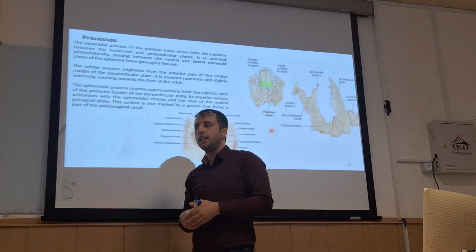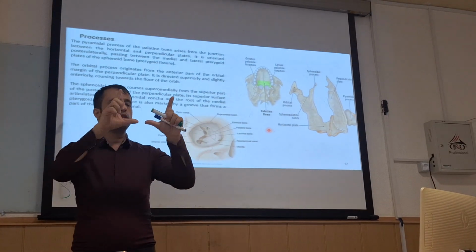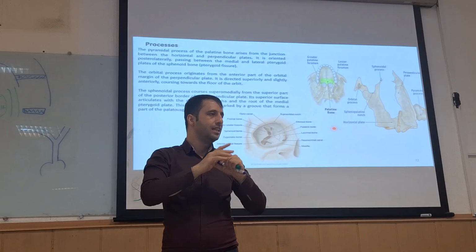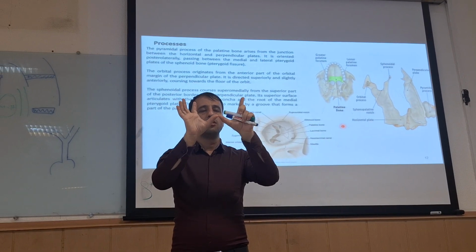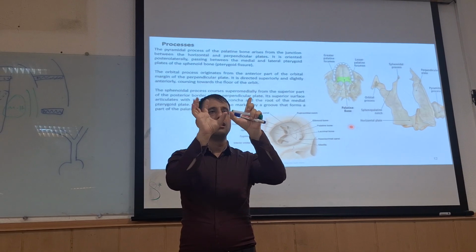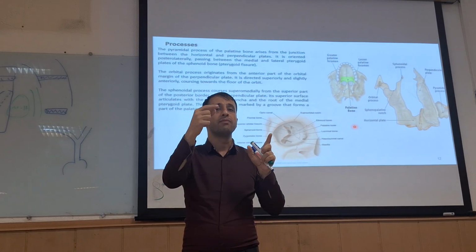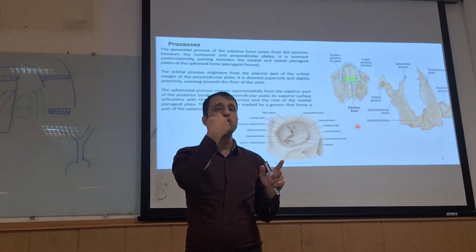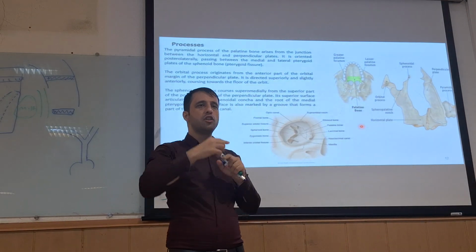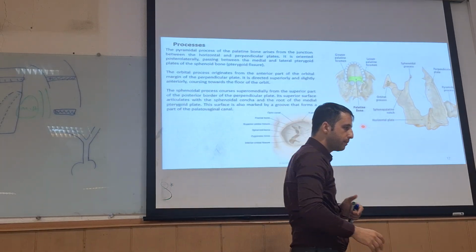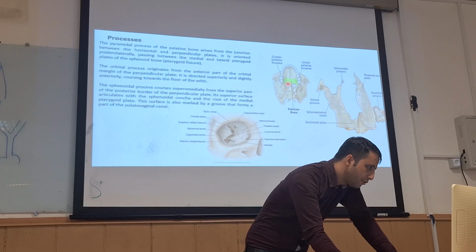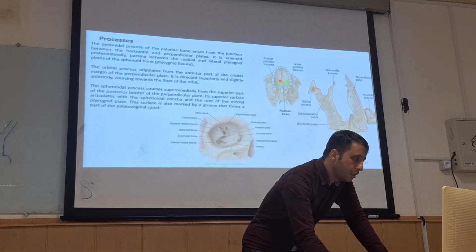The horizontal plate, when two horizontal plates attach together, they make the posterior part of the palate, and at the superior surface they make a crest, which is named the nasal crest. This nasal crest is continuous with the nasal crest of the maxilla, and it's the site of attaching the vomer bones. Okay? And also, at the posterolateral surface, we have the foramen of the greater palatine.